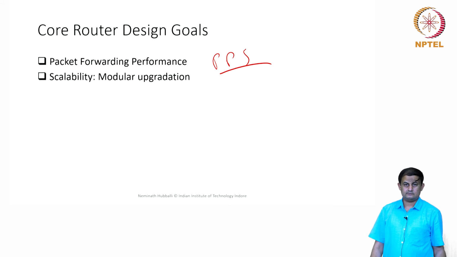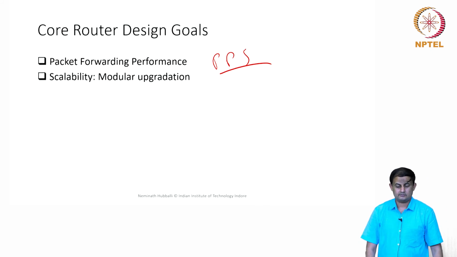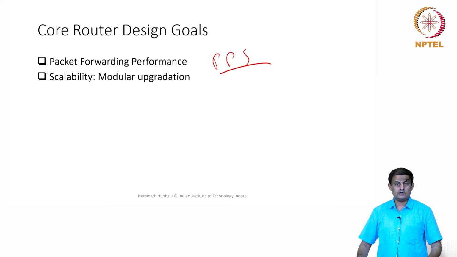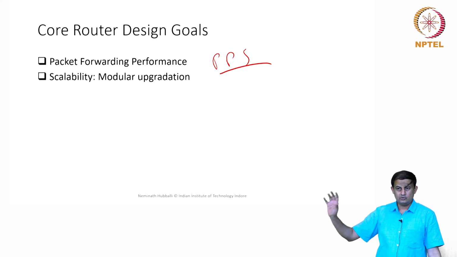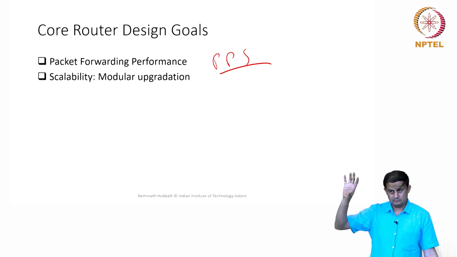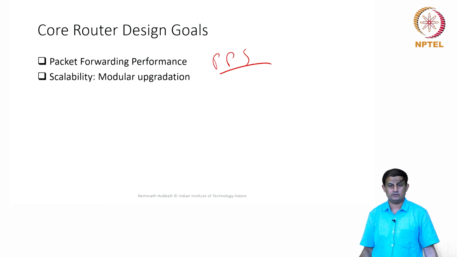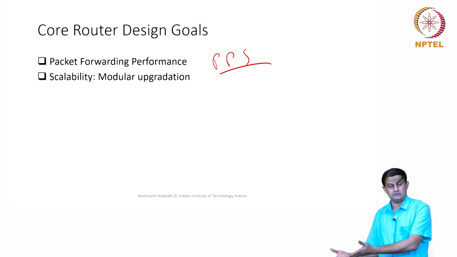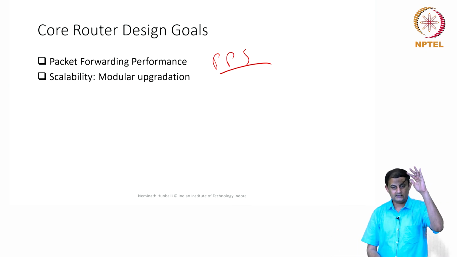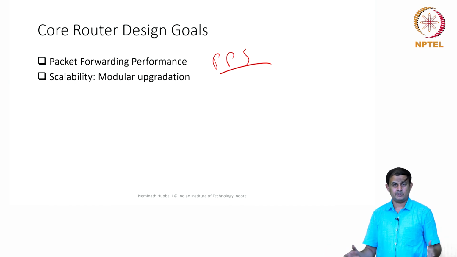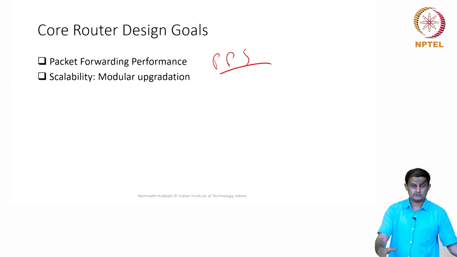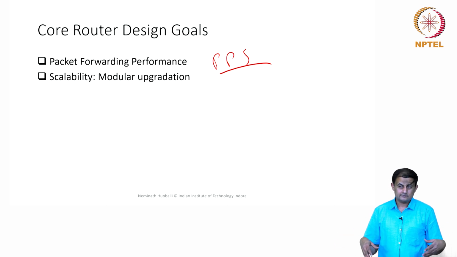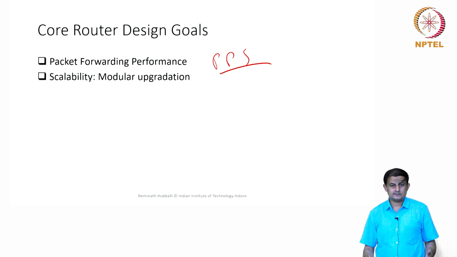The second thing that you would like to have in the router is modular upgradation, meaning that we know that things are going to be added: more users are going to be connected, more prefixes are going to be added. So the size of the routing table is increasing, the number of people is increasing, the number of hosts is increasing. So if I am the network service provider, how do I design my router?